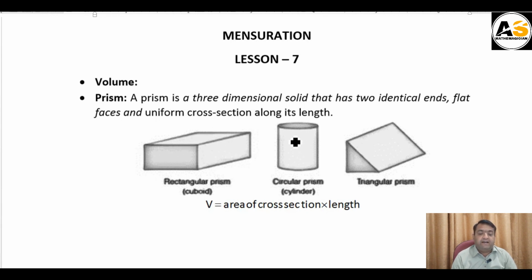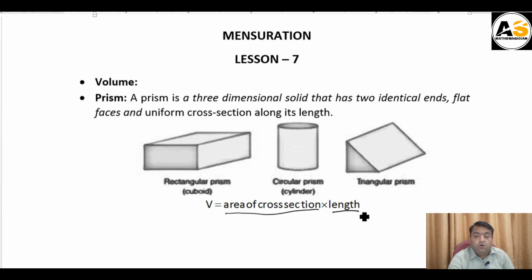Similarly, this is a cylinder. Its cross section is a circle and its area is uniform throughout its height. Similarly, this is a triangular prism. Its cross section is a triangle and its area is uniform throughout its length. So this is called a triangular prism. In such shapes, volume is equal to area of cross section multiplied by length.